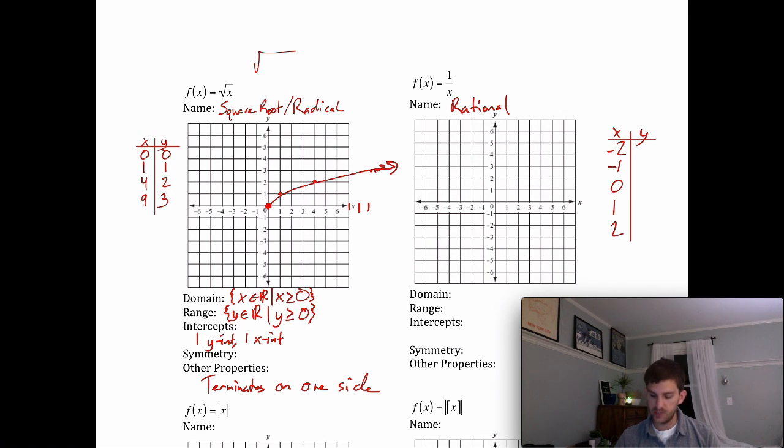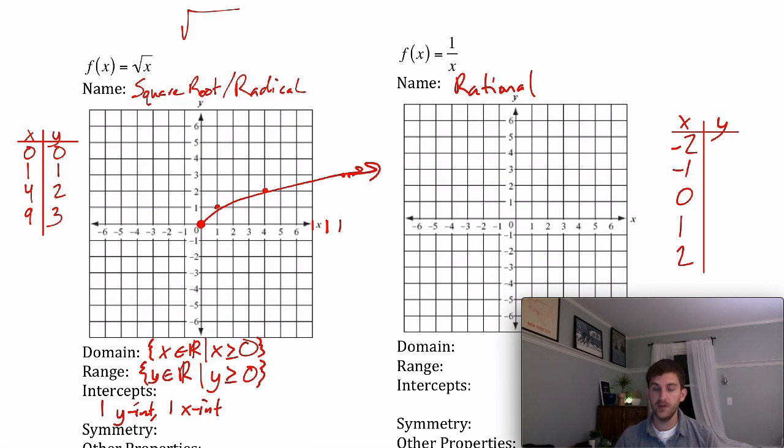We're going to take each of those x values and do 1 divided by that x value. 1 divided by -2 is -1/2. 1 divided by -1 is -1. 1 divided by 0 is undefined.